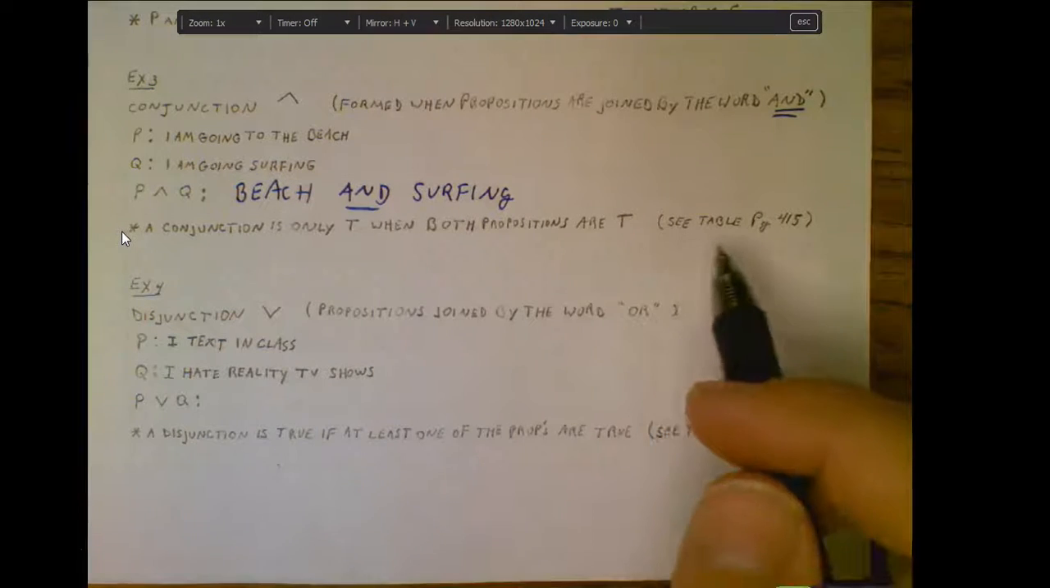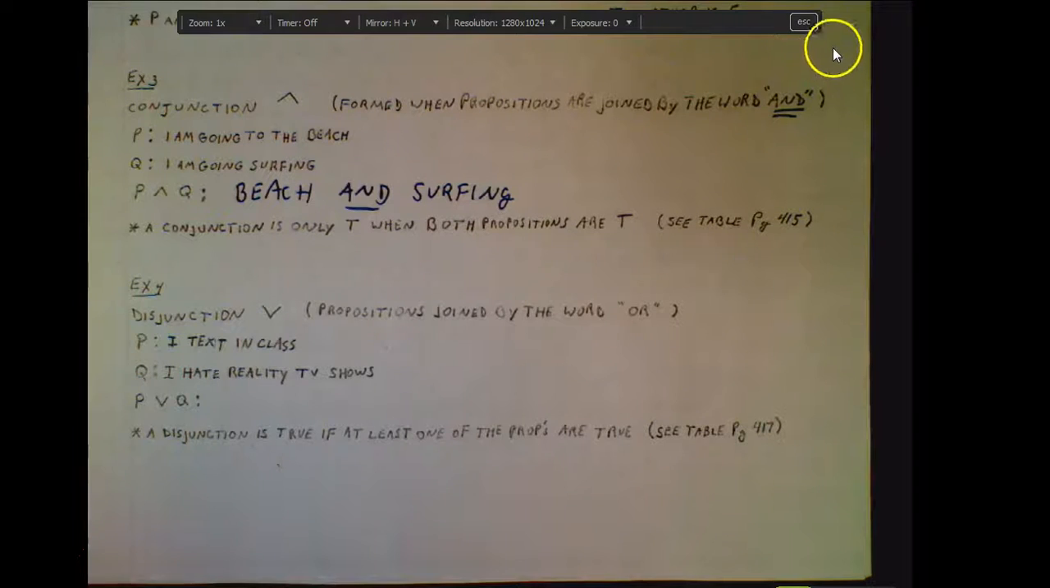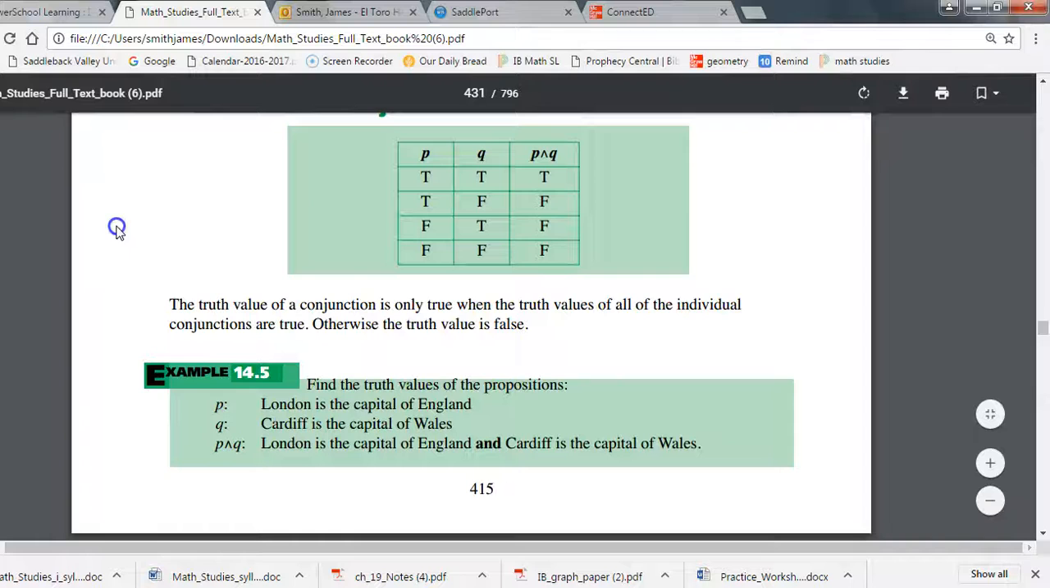There's a chart that I want you to see really quick that organizes when things are true and when things are false. So if you look right here, here are the two original statements. I'm going to the beach and I am going surfing. If both of those are true, then the conjunction is also true. And you can see the conjunction symbol right there. So if both those are true, then it's true. But look at every other scenario. In every other scenario, it's not true.